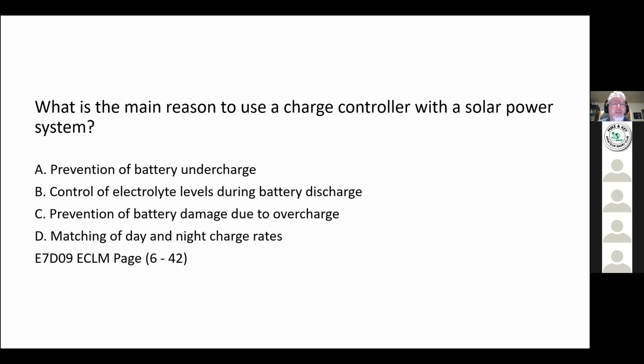What is the main reason to use a charge controller with a solar power system? A, to prevent battery undercharge. B, control of electrolyte levels during battery discharge. C, prevention of battery damage due to overcharge. Or D, matching of day and night charge rates? The correct answer is Charlie, preventing battery damage due to overcharging.